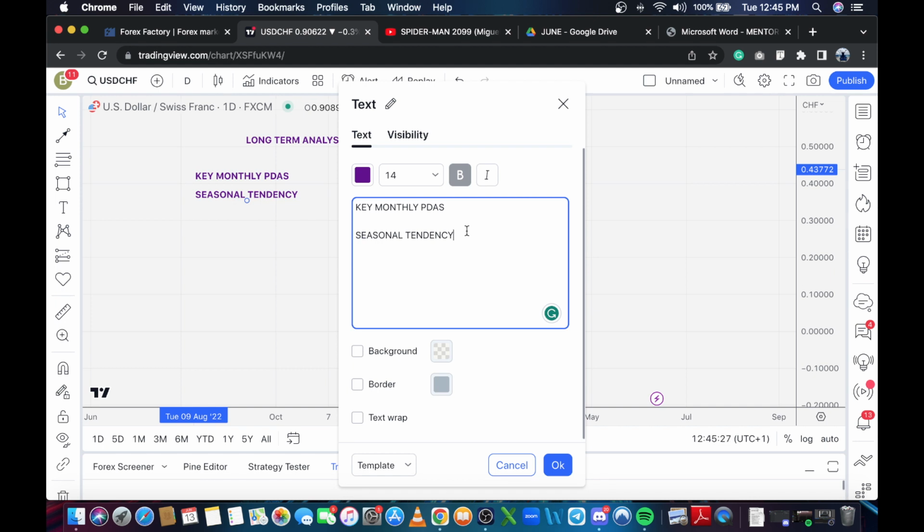And then after looking at the seasonal tendencies, having identified our key monthly PDA levels, what we're watching for next is the quarterly shifts. Now remember, a quarterly shift involves 3 to 4 months of price delivery. So where was the last quarterly shift? Where can we identify the last quarter of price delivery? Is the market more likely to continue in the direction of that delivery quarter, or are we moving into a new quarter for price delivery?